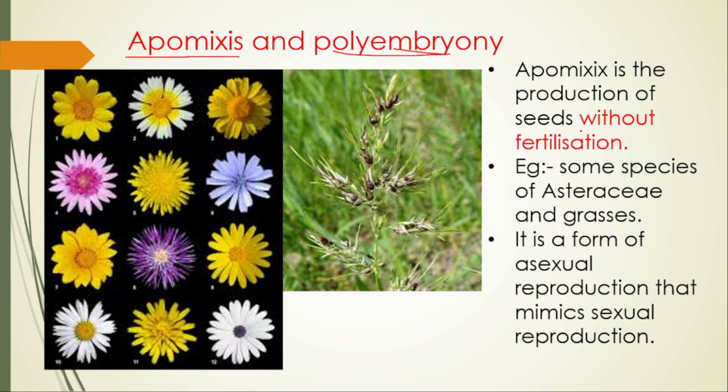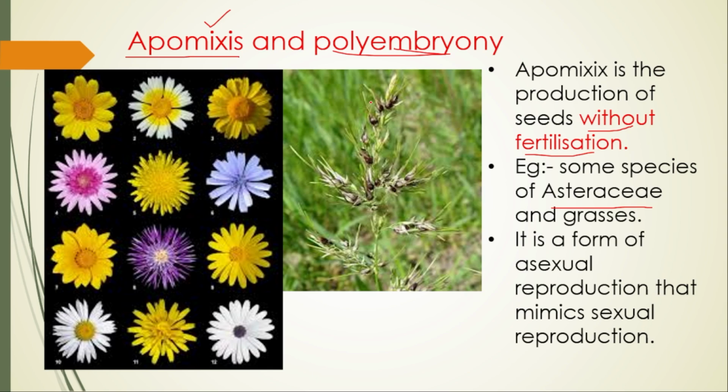Apomixis is the production of seeds without fertilization. Production of fruit without fertilization is parthenocarpic. Production of seeds without fertilization is called what? Apomixis. Like in some of the Asteraceae and then grass family. Here, there will be formation of seeds, but there won't be fertilization. That's what apomictic things are said to be. They are forms of asexual reproduction, but mimic sexual reproduction.